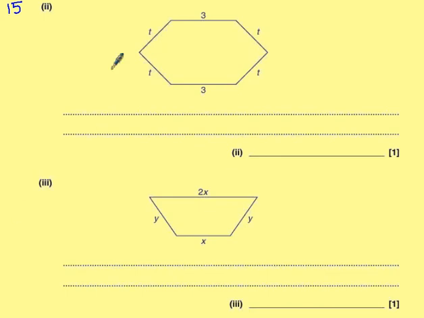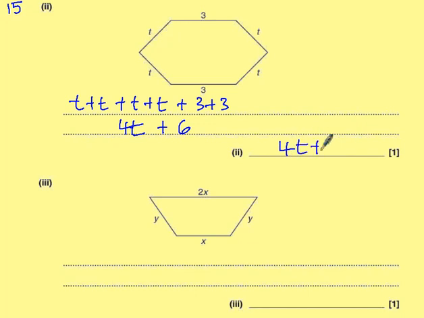So part 2, I've got a hexagon which is a 6-sided shape here. I've got T plus T plus T plus T, which is 4T, and I've got 3 plus 3 plus 3 plus 3, which is plus 6. So my perimeter there is 4T plus 6. 1, 2, 3, 4 T's plus 6 numbers.